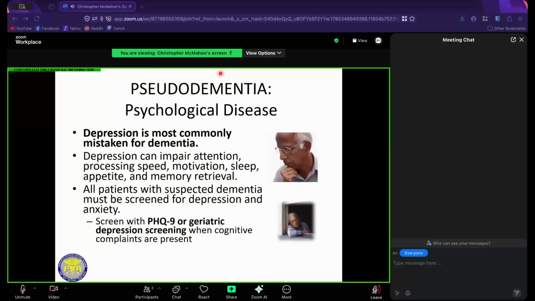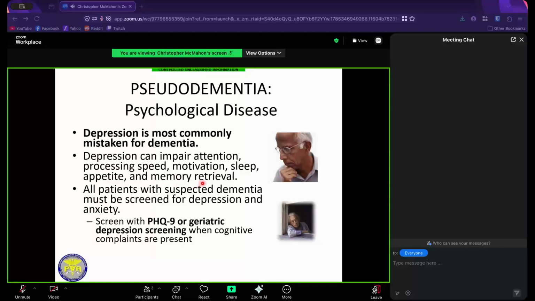All right, so pseudo-dementia, aka depression. I think just treat it as that. We use the word pseudo because, hey, we can treat it, this isn't true dementia. Depression is the most commonly mistaken for dementia. A lot of times people that are depressed can have impaired attention, which is the first thing that goes when we think dementia and delirium. It may be processing speed. We may have psychomotor retardation where things are slowing down, decreased motivation, sleep, appetite, and memory retrieval.